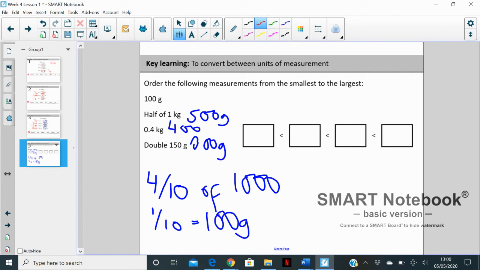So all that remains is for me to put them in order from smallest to largest. So I can see the largest is going to be 500 grams. And then it goes down to 400 grams. And then it's 300. And finally, 100. So a key thing is to make sure they're all in the same unit of measurement before you put them in order.